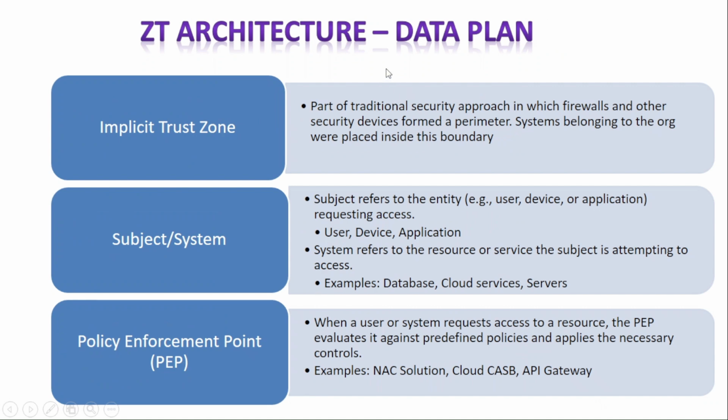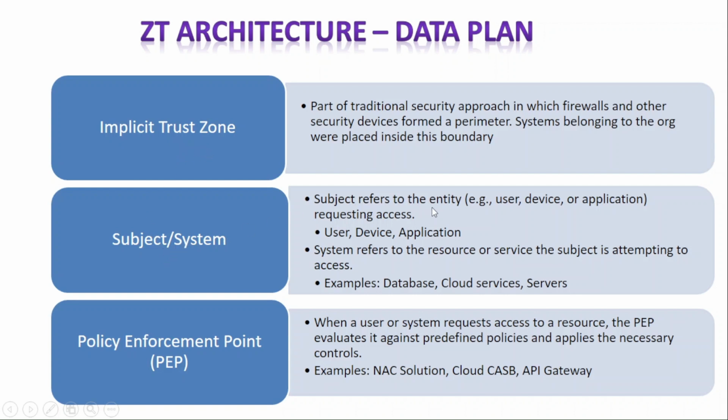So what is the data plane inside the zero trust architecture? So the data planes contain implicit trust zone. So part of the traditional security approach in which firewalls and other security devices form a perimeter, systems belonging to the organization were placed inside this boundary. So the implicit trust zone is basically, as we previously saw, the trusted perimeter of the organization, but it is no more a trusted zone, it is an implicit trust zone.